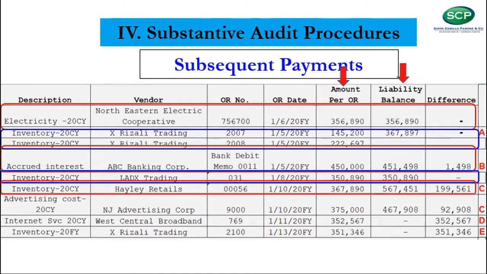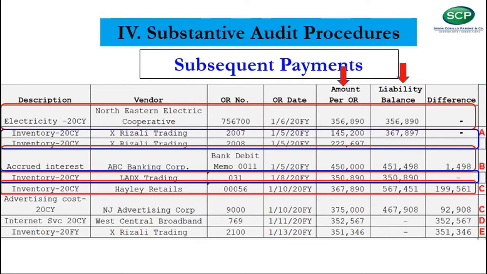The payment to Haley Retails as of December 31, 20 CY for inventory purchases amounting to 567,451 pesos was partially paid only in the amount of 367,890 pesos in January 20 FY. Ito naman kulang ang binayad kasi yung outstanding balance is 561,451. Ang ibinayad lang subsequently na nakita natin is 367,890 only.